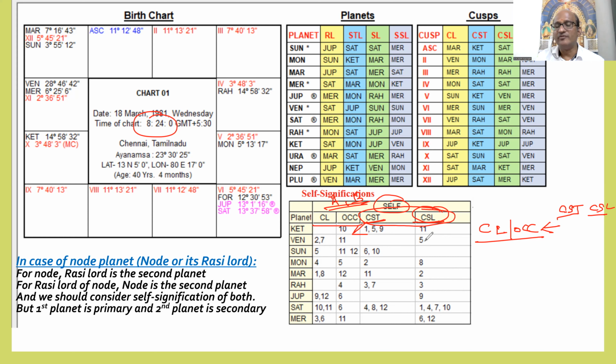You can see that we are considering the cuspal sublord, as I say, only to know the destiny. Saturn is seventh cuspal sublord, 10th cuspal sublord. We are taking the planet Saturn as the destiny decider, but we are not treating Saturn as the significator of the seventh house also. So that is the problem in finding the correct signification of each planet. If we take only CL and OCC, it is going to be only incomplete significations.